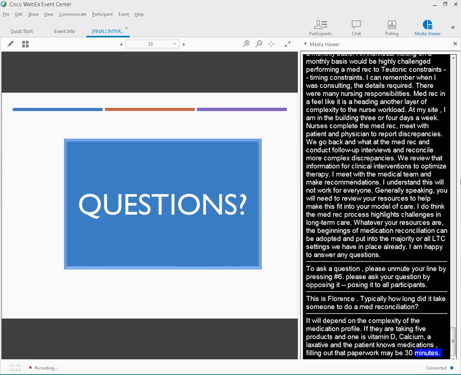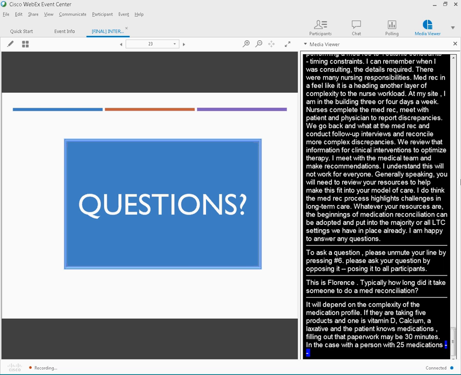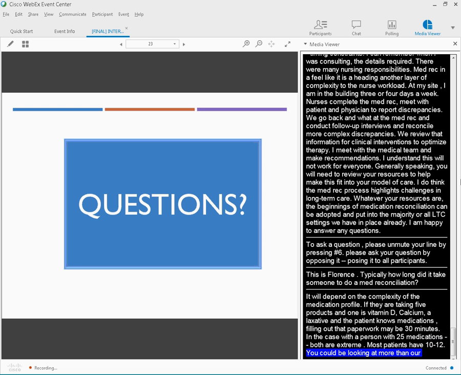In the case with the person with 25 medications, I think that's really an extreme. Both examples are extreme. The 25 is an extreme and the 5 is an extreme. We know most people have somewhere between 10 to 12. You could easily be looking at an hour, if not more, to do the whole process. And some of it will depend on the tool that you're using. If it's an EMR and how easy it is to transfer that medication over to a form or whatever type of document or process the person's using.